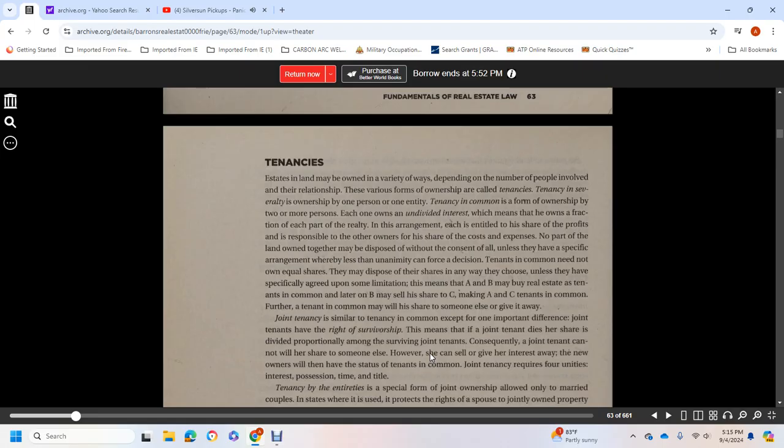Tenants in common need not own equal shares, and they may dispose of their shares in any way they choose, unless they have specifically agreed upon a limitation. This means that A and B may buy real estate as tenants in common. Later B may sell his share to C, making A and C tenants in common. Further, a tenant in common may will his share to someone else or give it away.